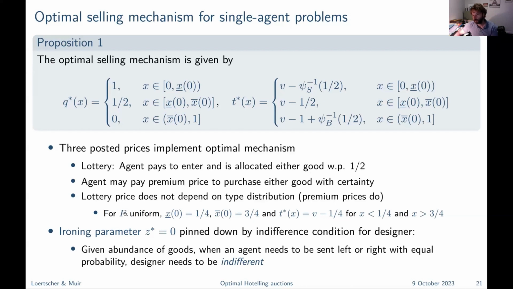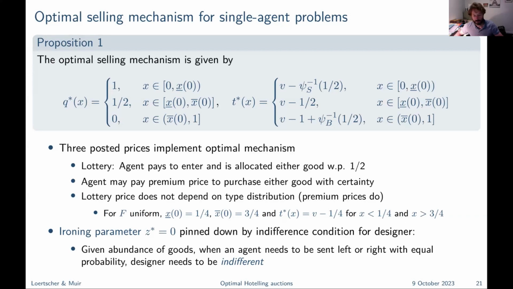And if you look at the uniform distribution, which was the example that we had on the introductory slides, then if you plug in the formulas that we have, you get indeed V minus 1/4 for the premium products, as we said there, and the X lower bar of 0 will be 1/4, and the X upper bar of 0 will be 3/4.